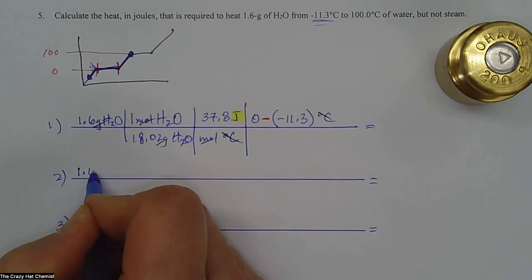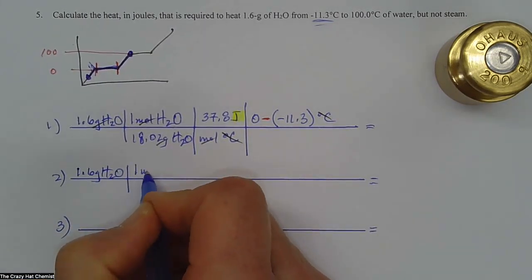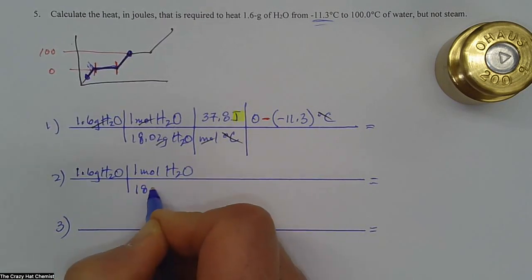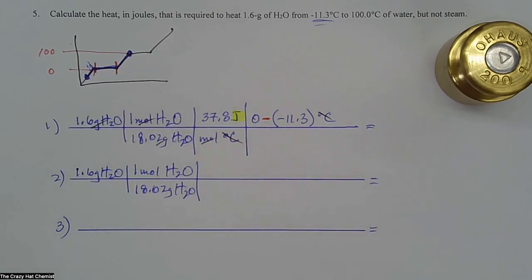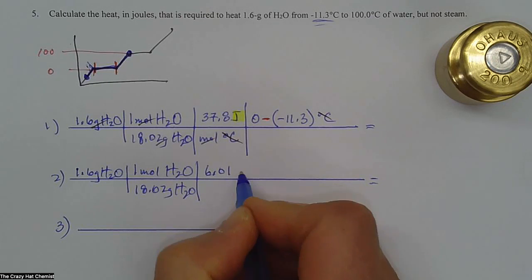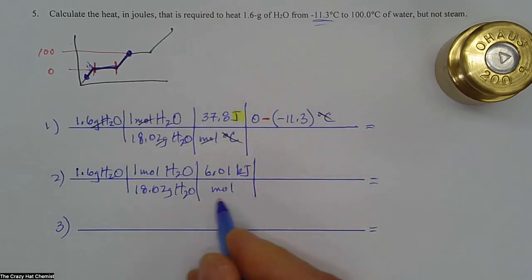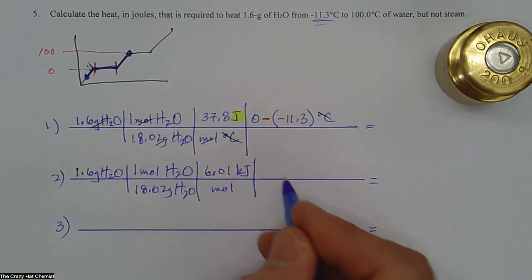So that's 1.6 grams of water. The mass never changes in these problems. 1 mole of water, and the molar mass of water, 18.02 grams of H2O. And the heat of fusion for this is 6.01 kilojoules per mole. And again, there's no temperature unit in here because this is a flat portion of the graph, but I do need joules.